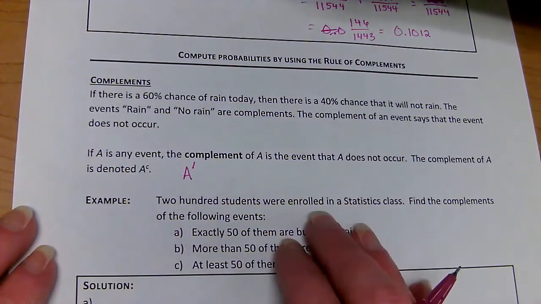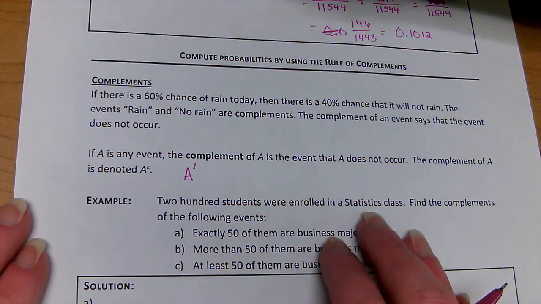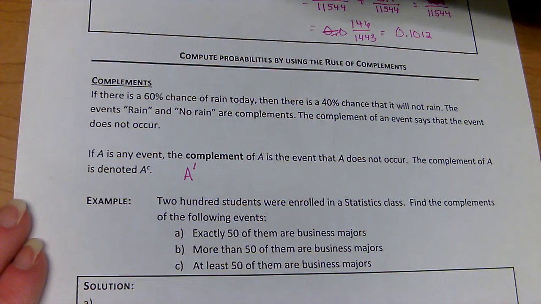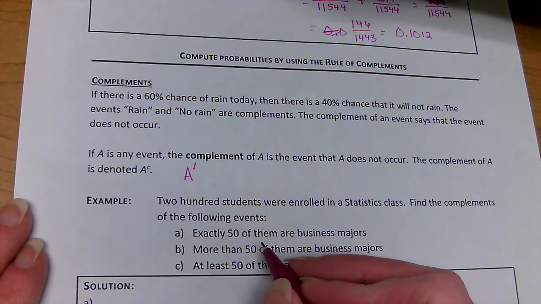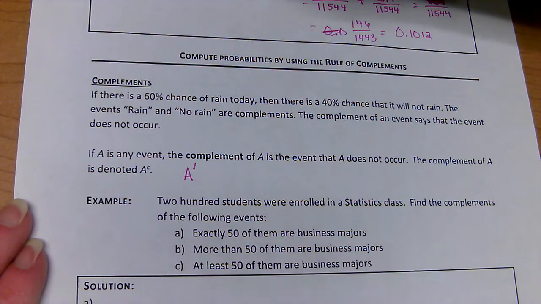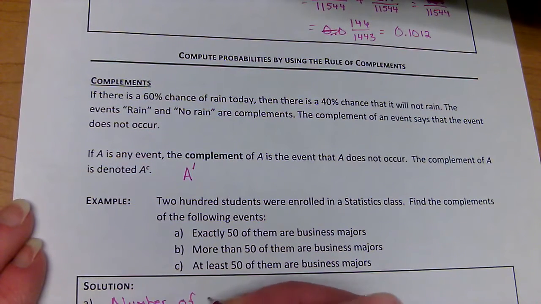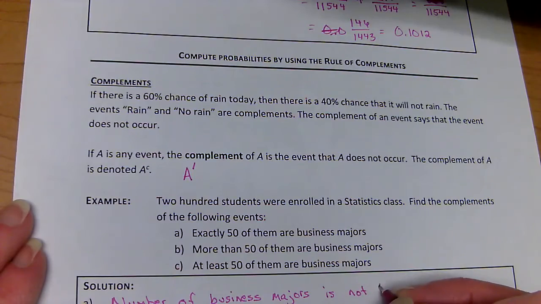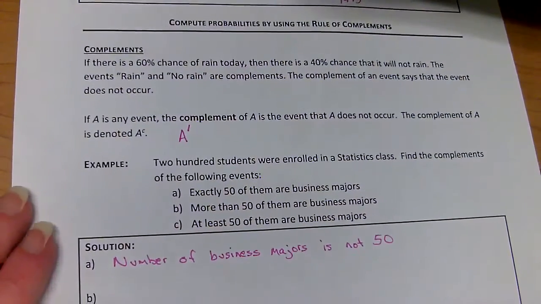So let's say 200 students were enrolled in statistics class. Find the complements of the following events. Exactly 50 of them are business majors. Well, what would be the complement of that? So the complement of that is that the number of business majors is not 50. It could be less, it could be more, it's just not 50.